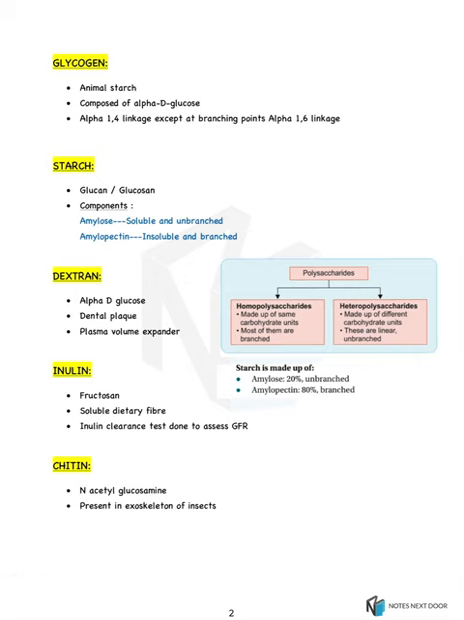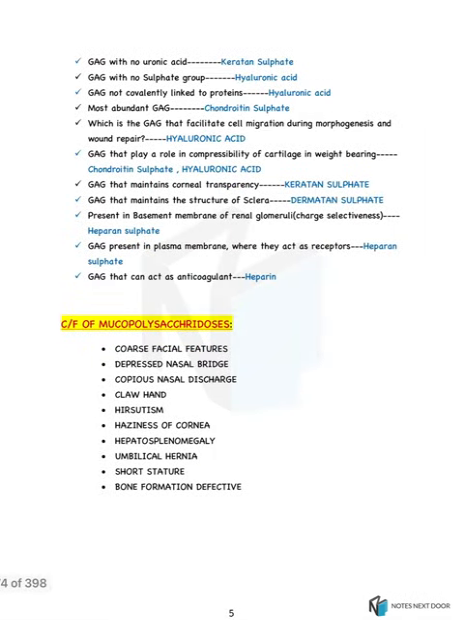Okay, so these are the other things. Glycogen is the animal starch, everyone knows. Then starch is made up of amylose, which is 20%, unbranched, and amylopectin, which is 80%, branched. Inulin is used for the inulin clearance test. Chitin, N-acetylglucosamine, is present in the exoskeleton of insects, we already talked about. Now see, the glycosaminoglycan with no uronic acid is keratan sulfate, that has no uronic acid.